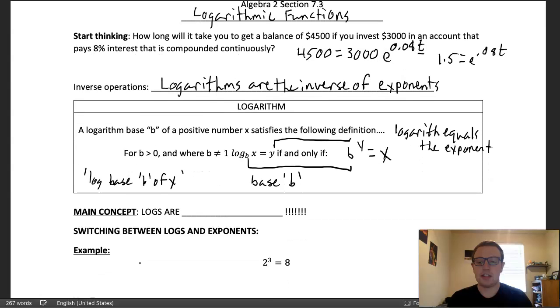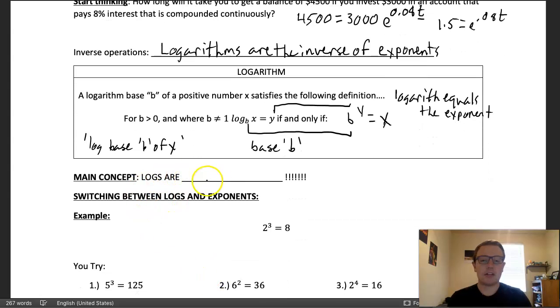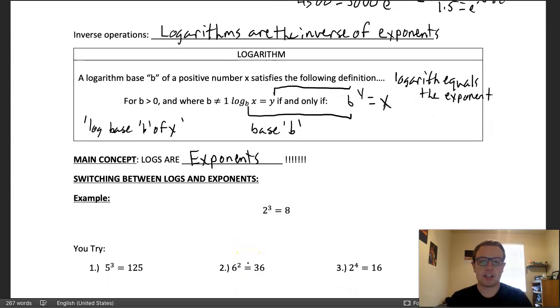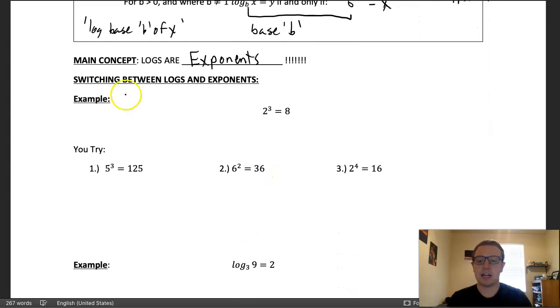Now this leads us to our main concept here. Logarithms are the same thing as exponents. Logarithms are exponents, exponents are logarithms. So we can switch in between the two interchangeably. Let's take a look at a practice problem of switching from exponents to logarithms, and then we'll have you practice a couple. So here we have 2 to the third is equal to 8.